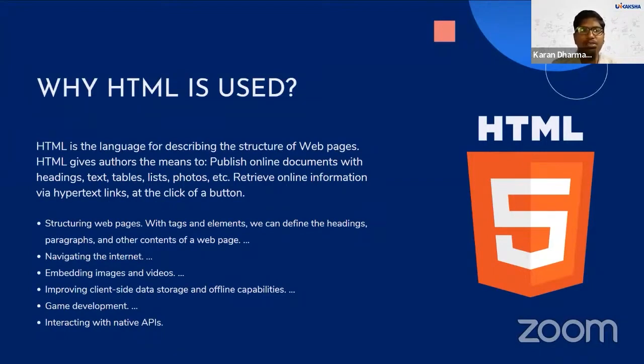As I told you, this is the role of HTML. HTML allows us to navigate through the internet. It allows us to embed images and videos. It also allows us to have hyperlinks. Hyperlinks are all the links that you see, the blue color with underlined parts, which we call hyperlinks.